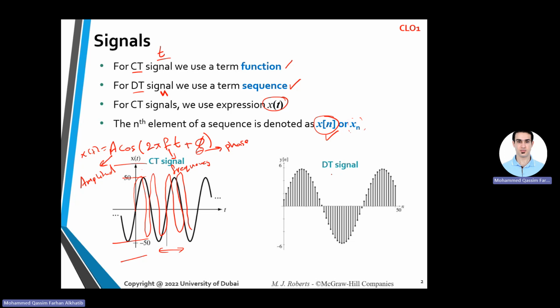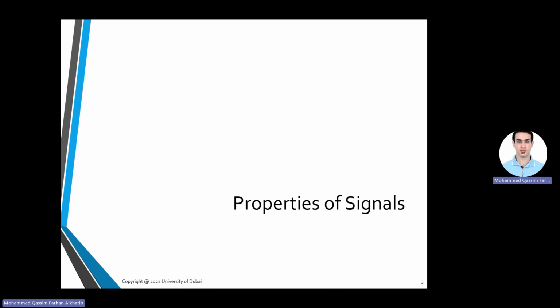And in discrete domain, same thing, x of n equals A cosine 2 pi f n plus phi. And here is my sequence. Here's my index n. n is restricted to be an integer. All right. Similar expression here. Yeah, that's all we need to know about continuous sinusoids.